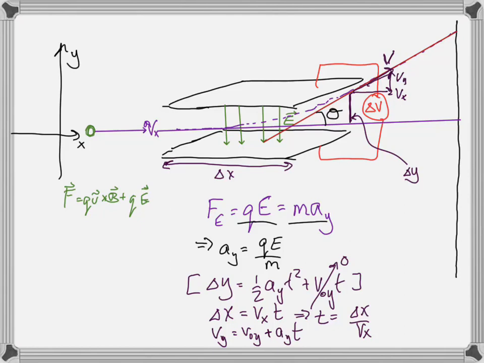So therefore, Vy is Ayt because V0y is 0. Okay, I'm going to write this on the next page. Vy equals A sub y t, and Vx equals delta x over t. So therefore, Vy over Vx is equal to A y t squared over delta x.